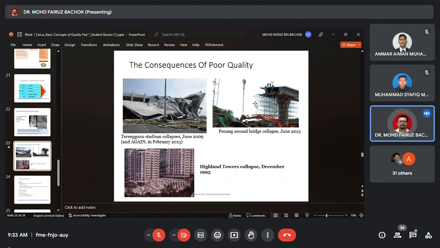And also maybe because of poor quality, the collapse of all the big construction can be harmful not only to the workers but also to the public and to the environment. Like a high tower collapse because of the poor quality of construction. Okay, poor quality of site investigation. This might happen.